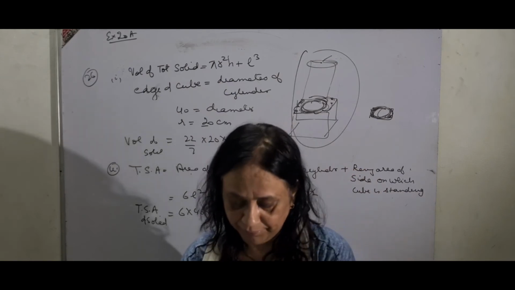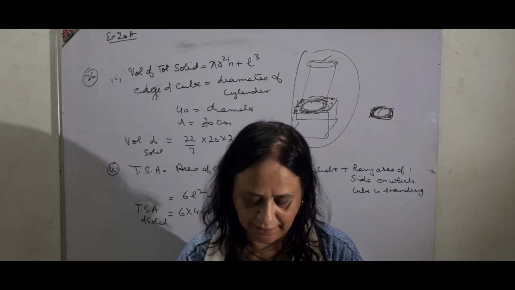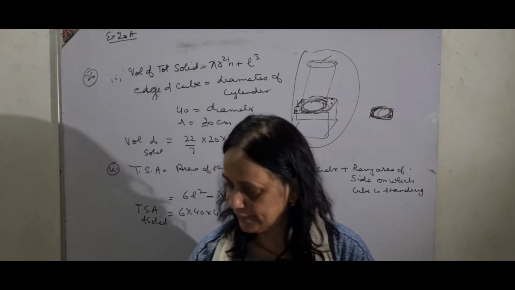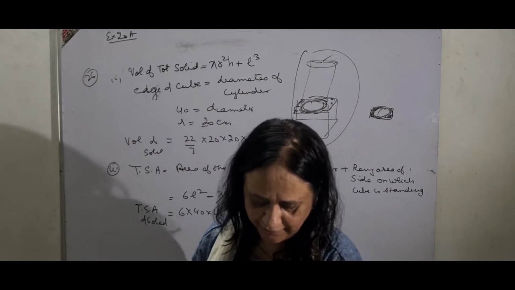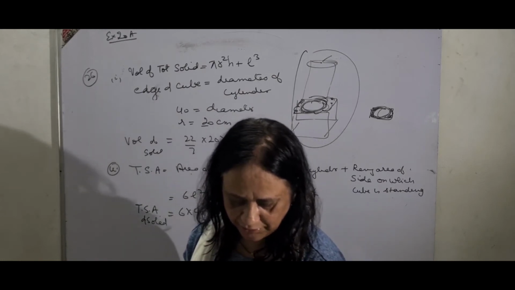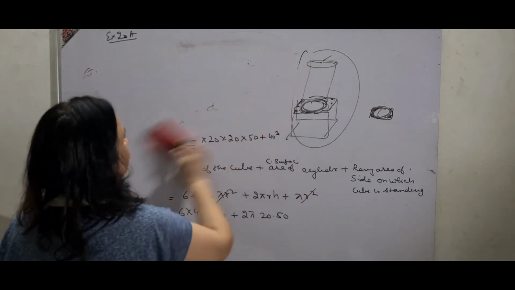Be very careful. Then come to question number 27. This is also one of the very easy and important sums. Two right circular solid cylinders have radii in the ratio 3:5. The two have radii in the ratio 3:5. This is question number 27 now.